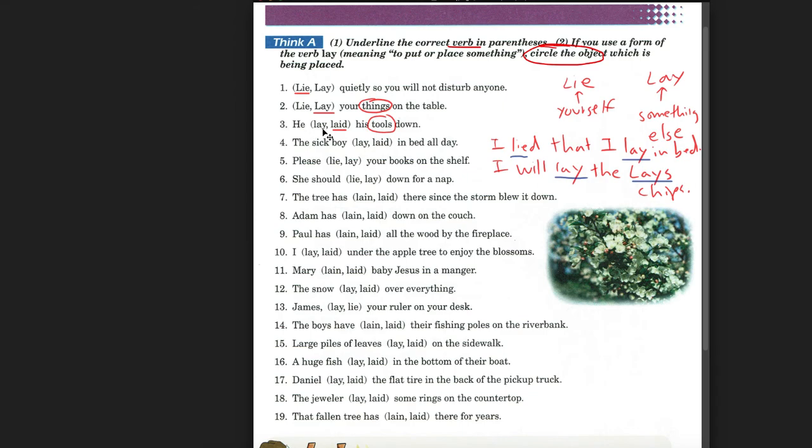So, he laid his tools down. This is past tense, so we know that he did it in the past. Since it's in the past, we can't say lay, because that's the future. But we also can't use the other lay, as in doing it to yourself, because he's not doing it to himself in this problem. He's doing it to something else. So that's why we have to use the past tense of lay, which is laid. So he laid his tools down.